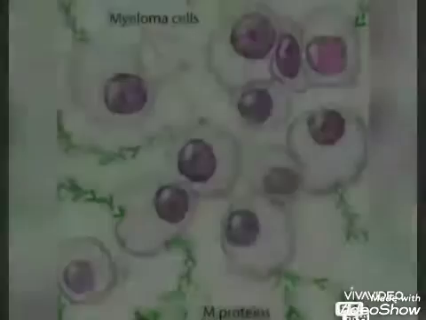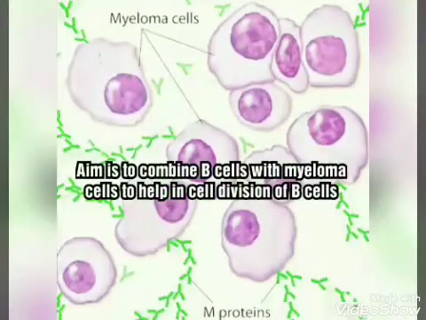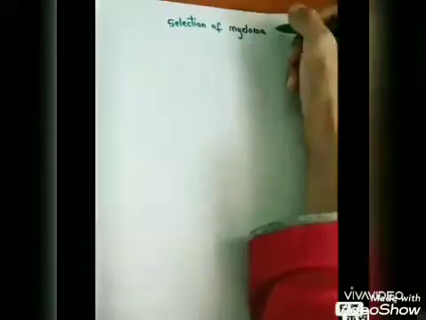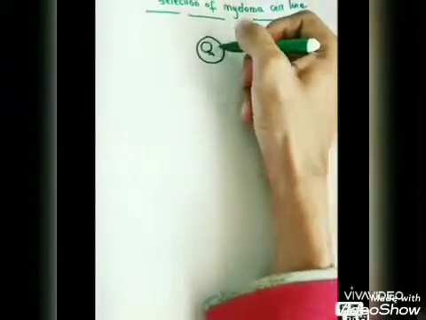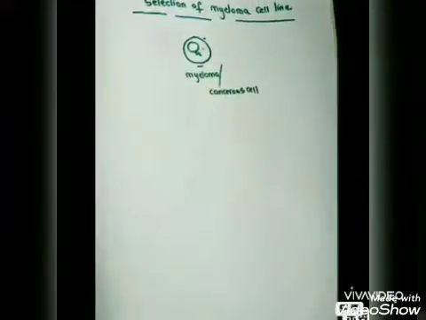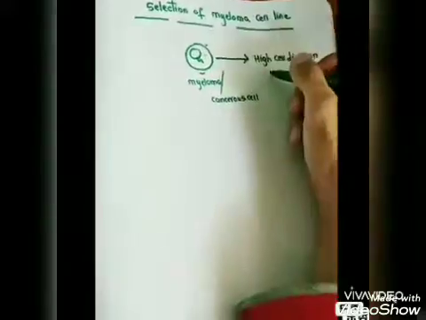The next step is selection of myeloma cells. Now, what are myeloma cells? We should fuse the B cells which we have isolated with the myeloma cells. A myeloma cell is basically a cancerous cell which has the high division property.